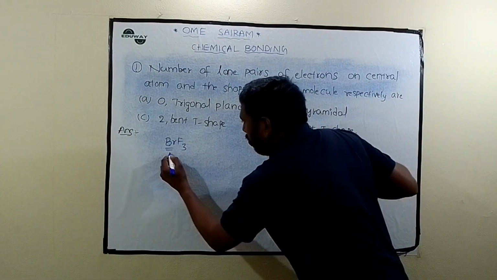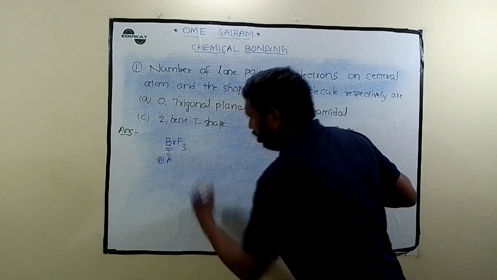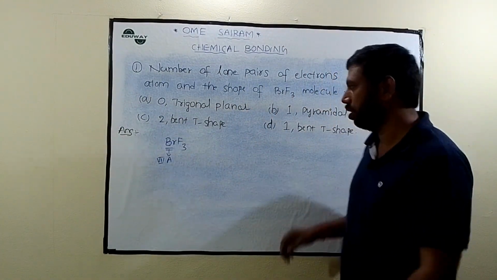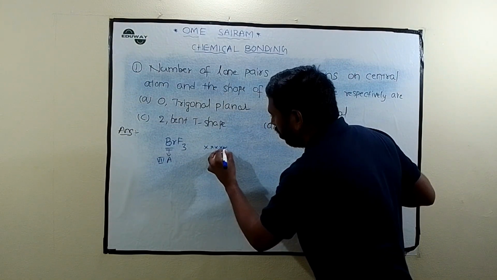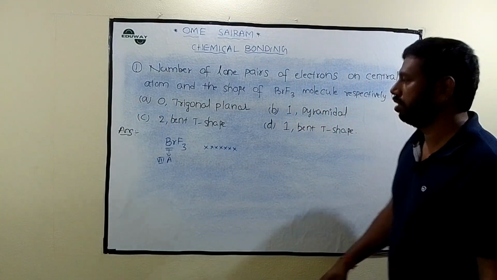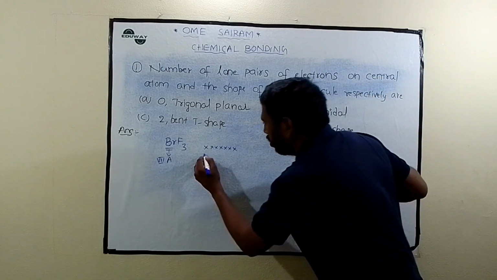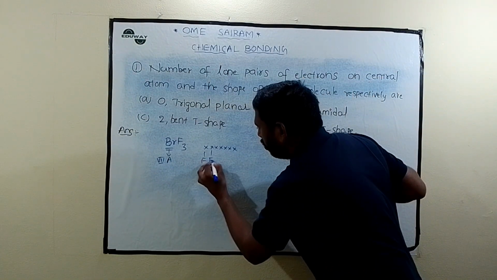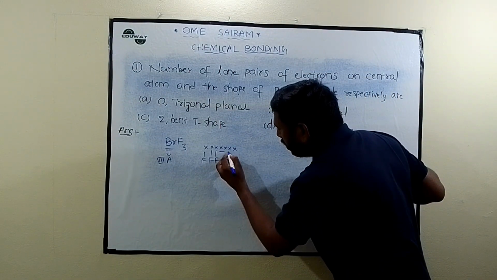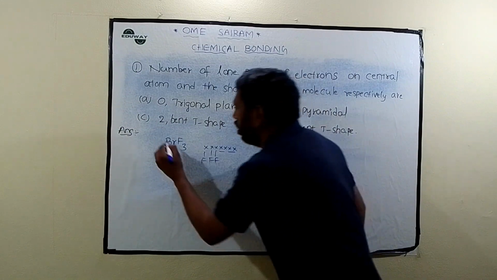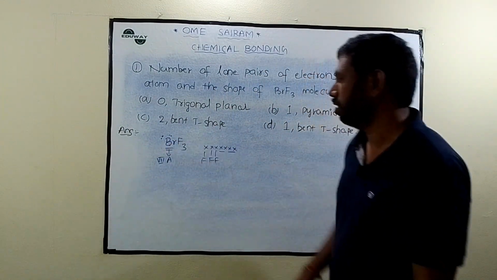This bromine belongs to the 7A group, halogen. It is a 7A group element, which means it has 7 valence electrons. Here bromine forms 3 bonds with 3 fluorine atoms. The remaining 4 electrons exist as 2 lone pairs on the bromine atom. That means it has 2 lone pairs.